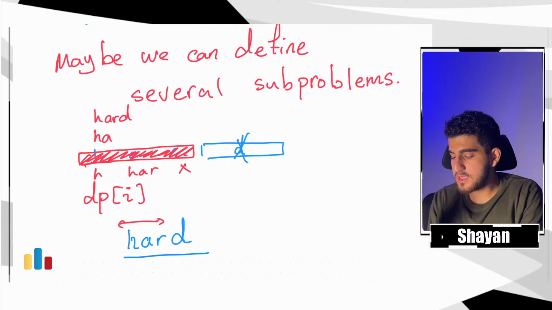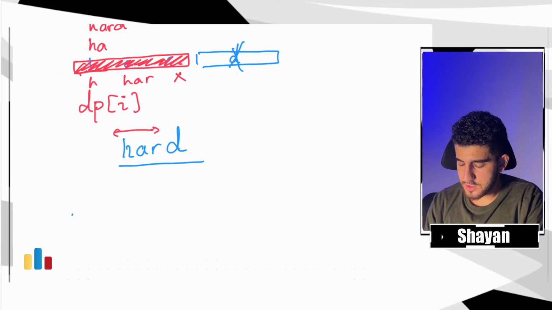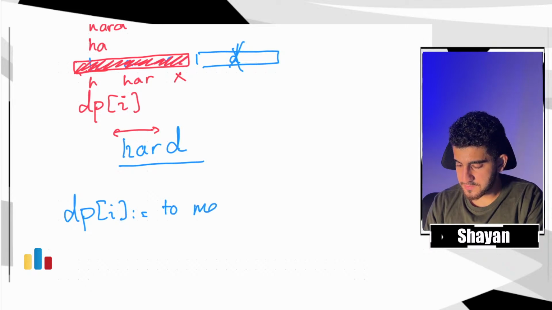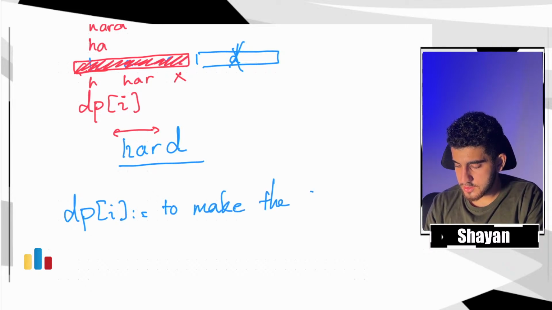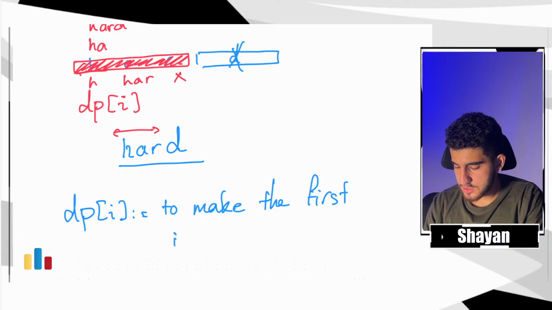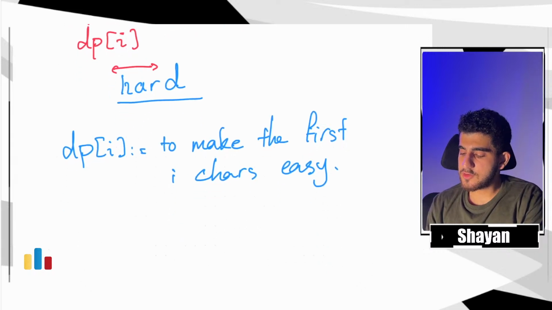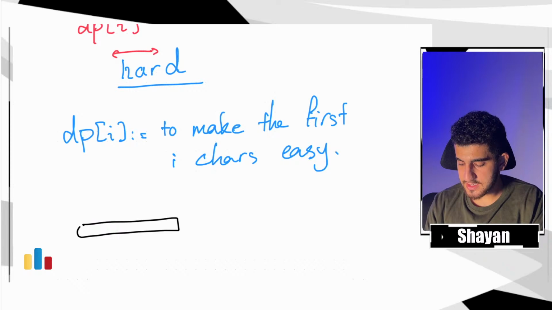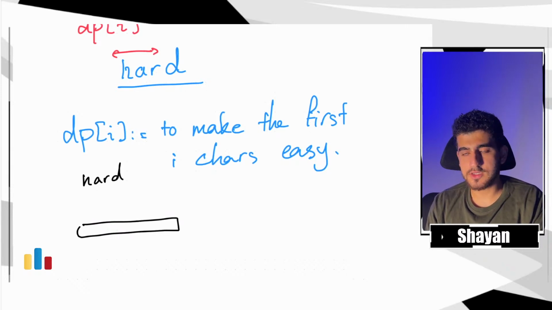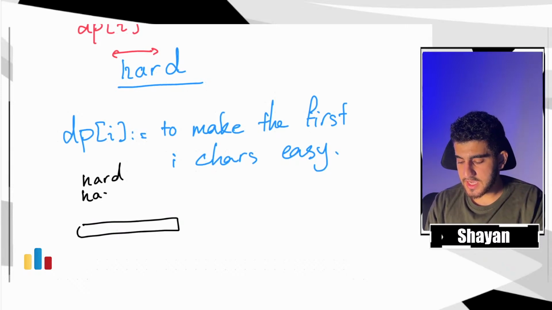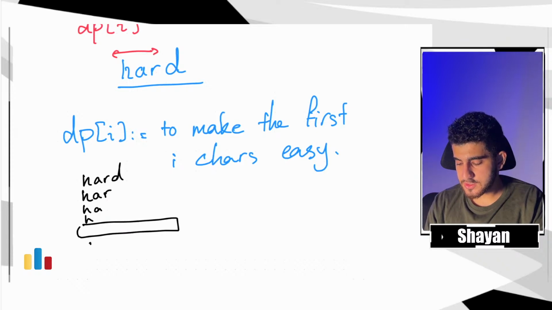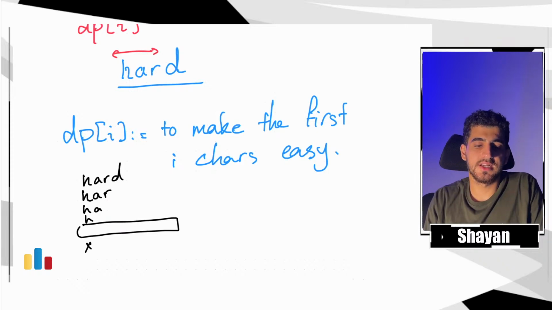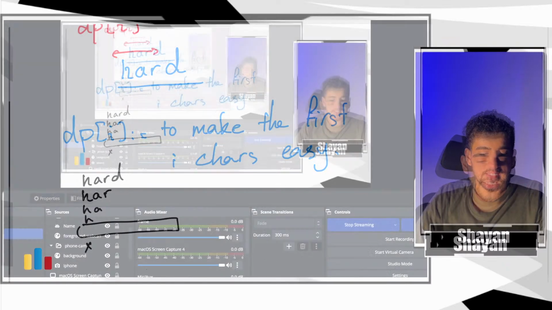You know what I'm talking about? Because if you only consider DP of i as making the first i characters easy, this is not enough. We need to have more information about the first i characters. It's important whether hard is made or not, but if it is not made, whether it's HAR, HA, H, or nothing, it's important which of these cases has happened. So yes, this is a very nice idea.